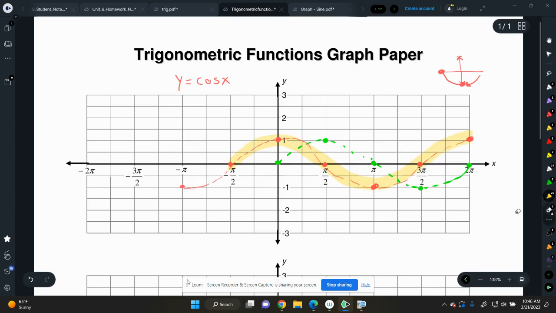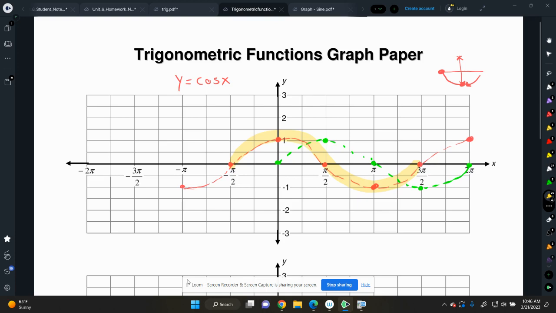Oops, didn't mean to go that far. Let me do that again, right? There's your, it looks just like the sine curve, except the whole thing is shifted over pi over 2 units. So would tangent be shifted over too? No, tangent's very different. Very, very different, actually.